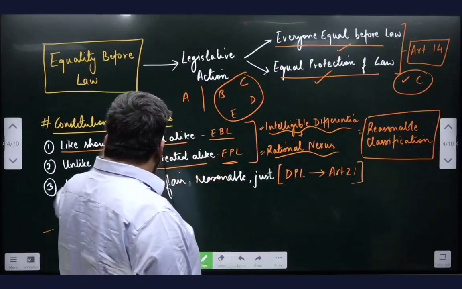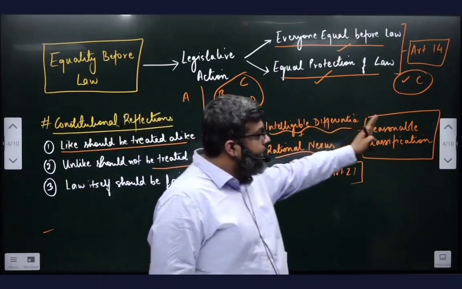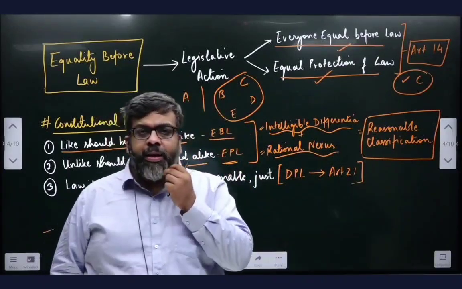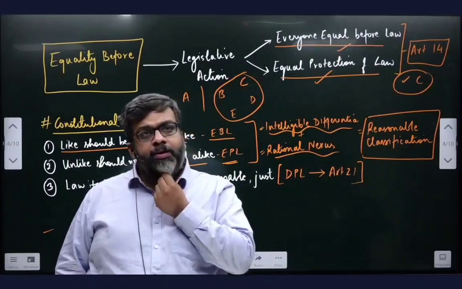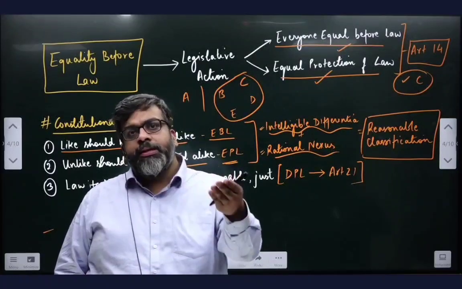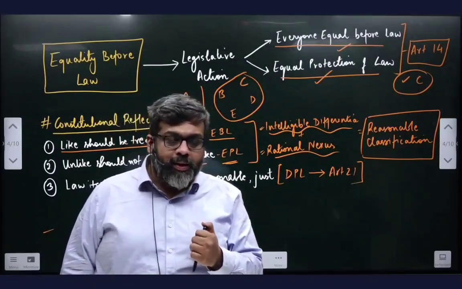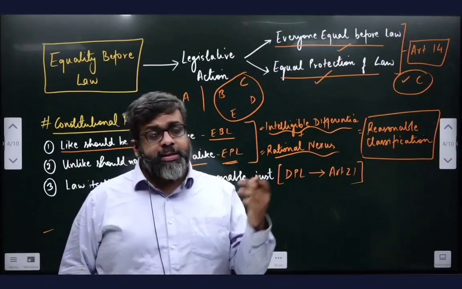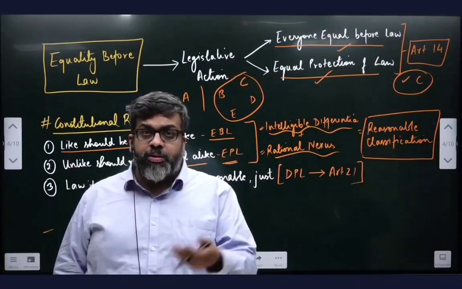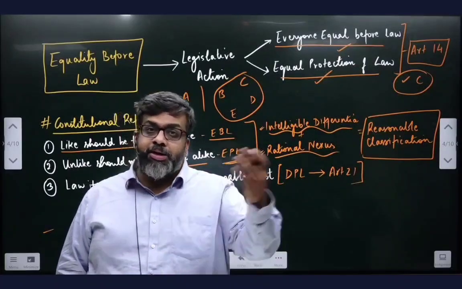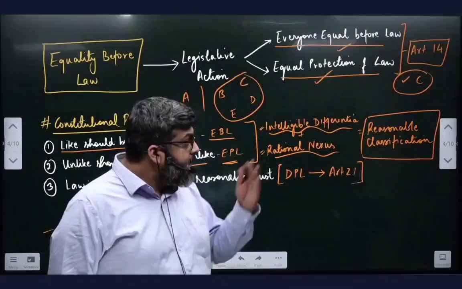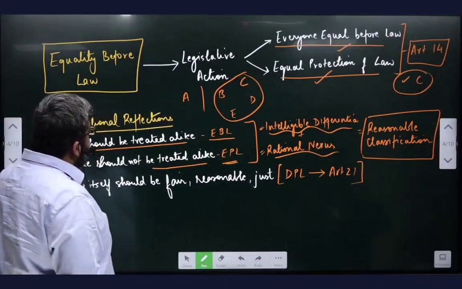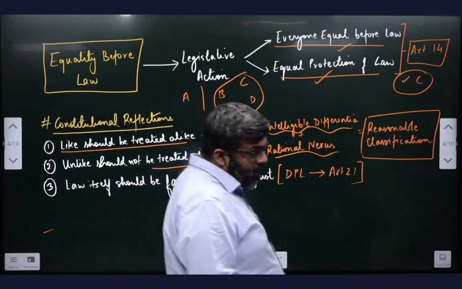So if you're doing this, you have to fulfill reasonable classification. It could apply to presidential immunity under 361. It could apply to an immunity to report true legislative proceedings under 361A. It could apply to diplomatic immunity. It could apply to parliamentary privileges. As I said, it could apply to adultery, to homosexuality. It could apply to right to education in private institutions. Literally everything has to pass equality before law.